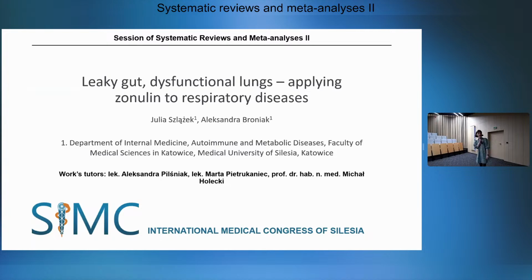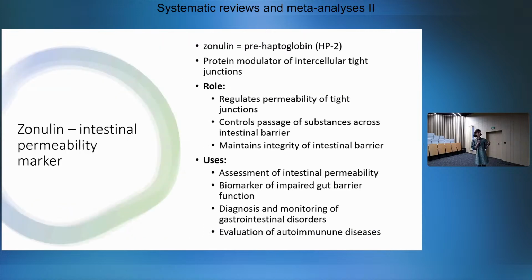Good morning, my name is Julia Ślążek, and today I would like to present the work Leaky Gut, Dysfunctional Lungs, Applying Zonulin to Respiratory Diseases. Zonulin is a protein known as prehaptoglobulin, and it is a protein modulator of intracellular tight junctions. Usually, it is used as a marker for intestinal permeability, and its role overall is to regulate the permeability of tight junctions. It is mostly used as the assessment of intestinal permeability in autoimmune diseases such as diabetes.